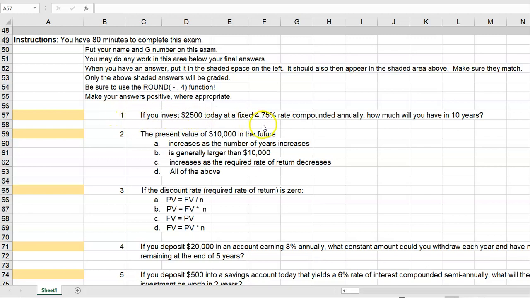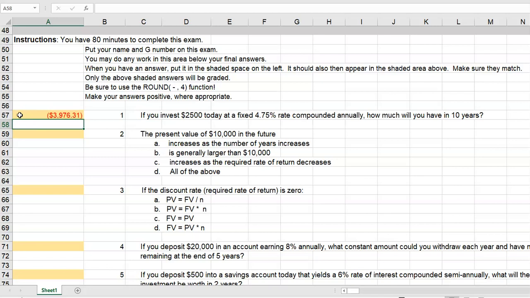If you look at $2,500 today, compounds annually, how much are you going to have in 10 years? Anytime you see how much will you have, we're talking future value. So future value of 0.0475 decimals, 10 years, compounded annually, no payment, and I put in $2,500.